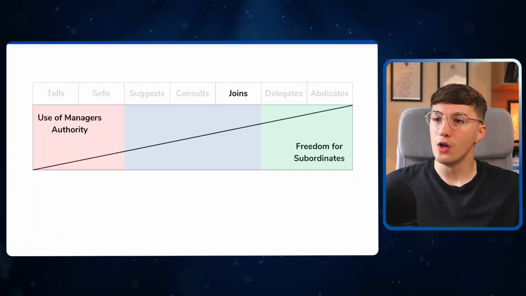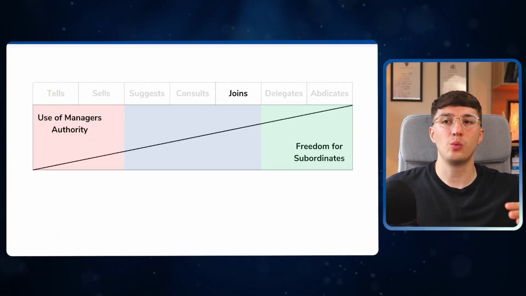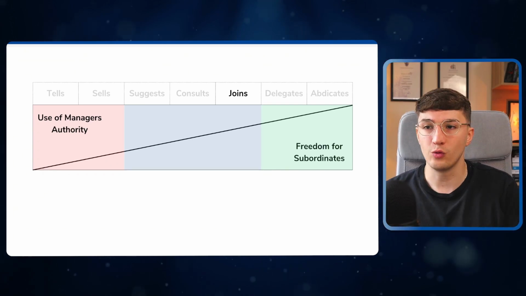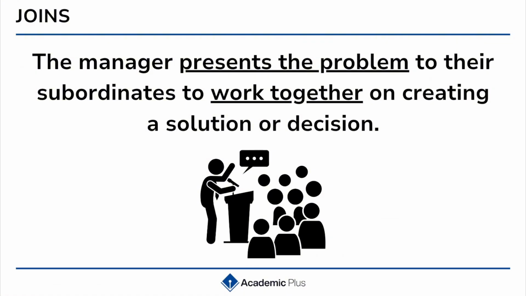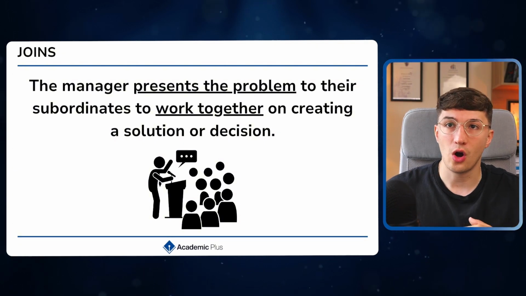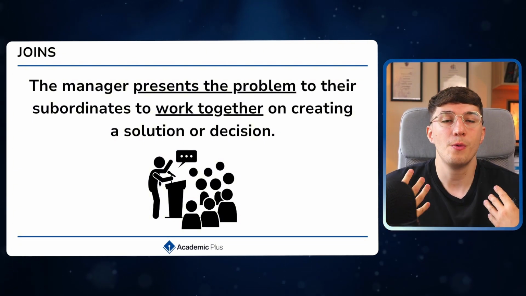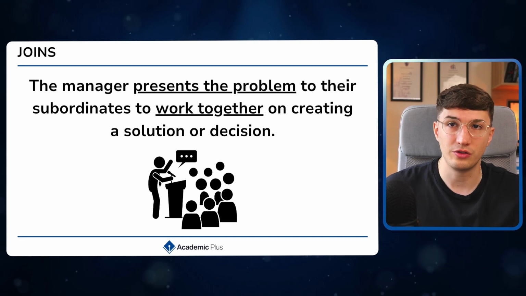But once again, as I said, the manager or the leader will originally come up with what we call a provisional decision. Our next element on the Tannenbaum Schmidt Continuum will be our joins. Now, the joins is a lot more swaying towards a democratic approach rather than our autocratic. This is when the manager will present the problem to their subordinates, and they will want to work together on creating a solution or decision. So the team collectively evaluates all the different options and solutions that are possible. They will then look at the pros and cons of various suggestions and then come up with a decision that they think will be the best way to go forward.